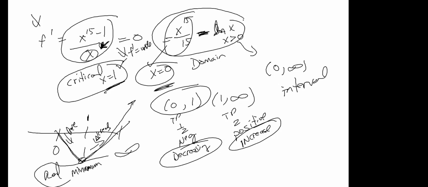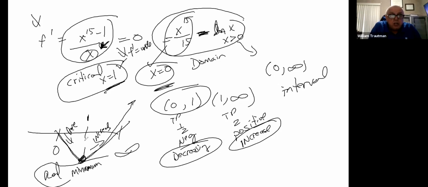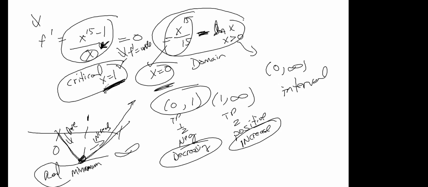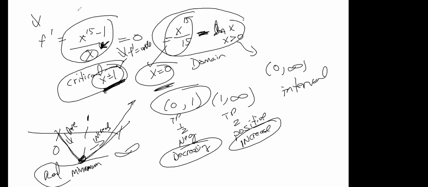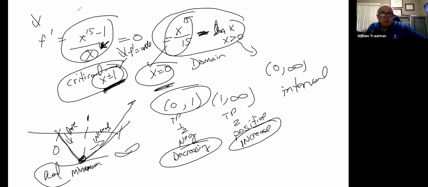Mr. Troutman, did we have to find a point in this particular question? This point right here? Yes. It's right here, x is 1. And then if you want to know the y value, you just plug 1 back into the original equation. Understood. Okay. Thank you. The critical number is the x value, and then plug that back into the original.